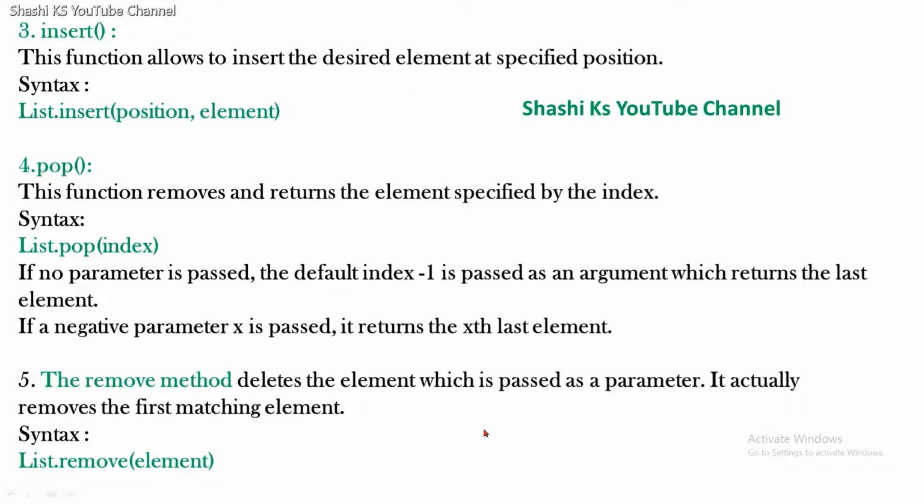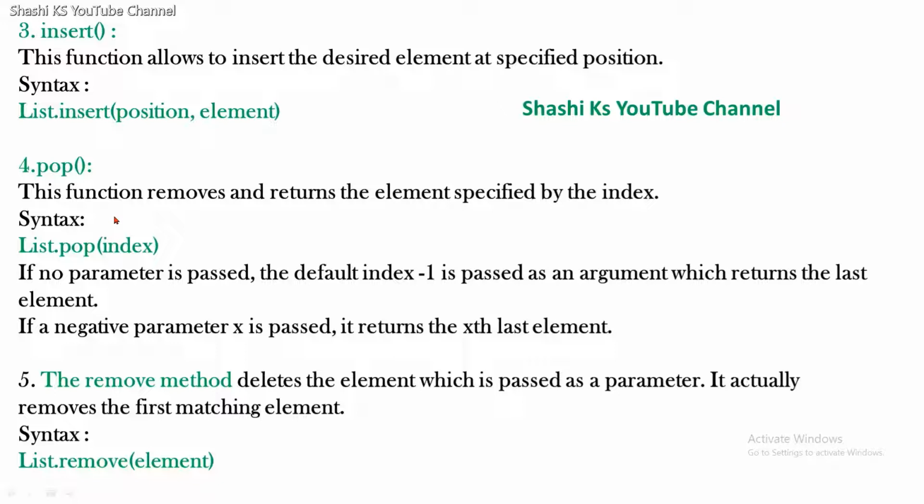The third list method is the insert function. If you want to insert a particular element at a specified position on the list, then you make use of the insert function, and the syntax is the list name dot insert position comma element. First, you have to mention the position where you want to insert the element, followed by the actual element you want to insert. Fourth one is the pop function.